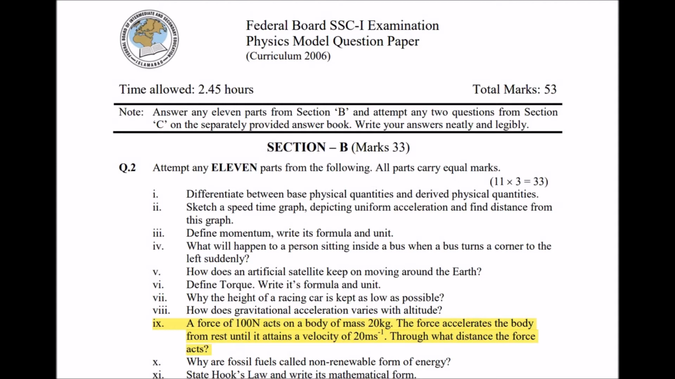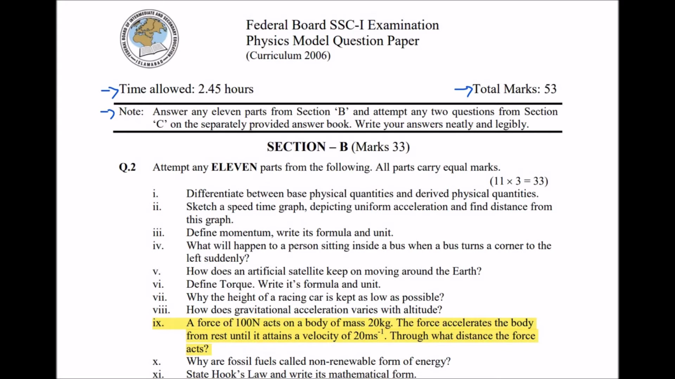So look at the page, you can see on your screen. This is section B and C. The time allowed for this section is 2 hours and 45 minutes and total marks for these sections are 53. And what are the instructions we have? Read carefully before starting your paper. Answer any 11 parts from section B and attempt any 2 questions from section C. On the separate provided answer book, write your answer neat and clean.